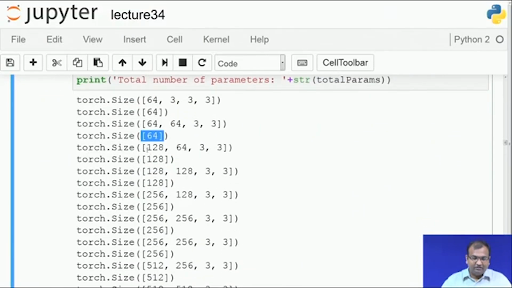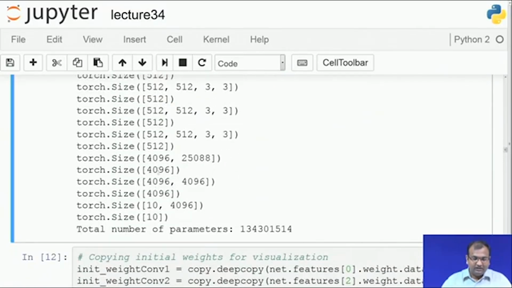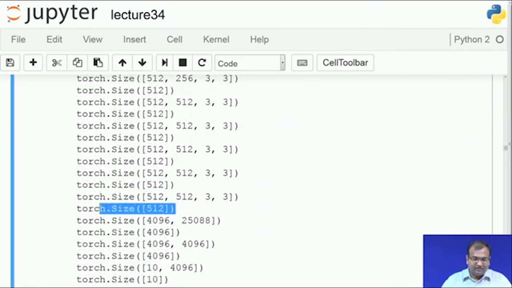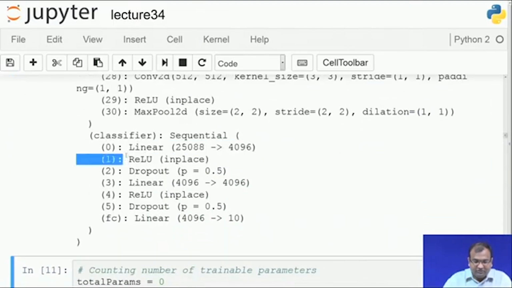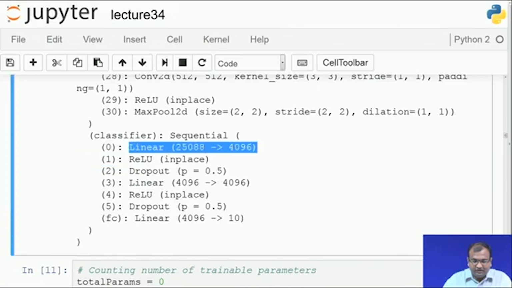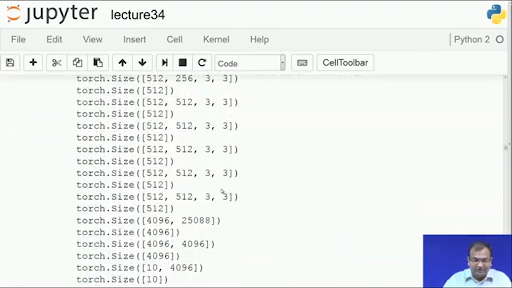Subsequent to that, I connect 64 channels onto 128 channels with a 3x3 convolution kernel, and I have 128 biases. So on and so forth, I can keep going till I reach the end of the convolution layers. Beyond that, I have a connection of 25088 neurons to 4096 neurons in the first fully connected layer. Each of these 4096 neurons also has one bias, and that is the additional 4096 which gets added.